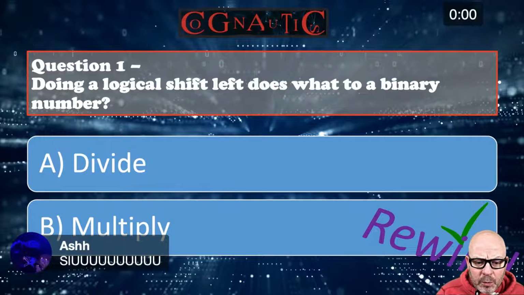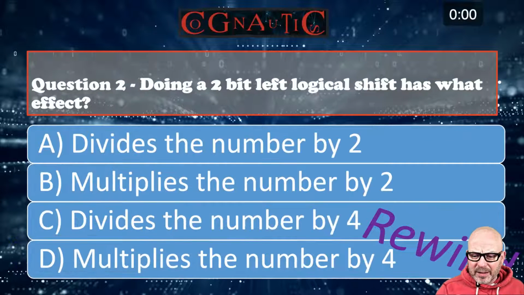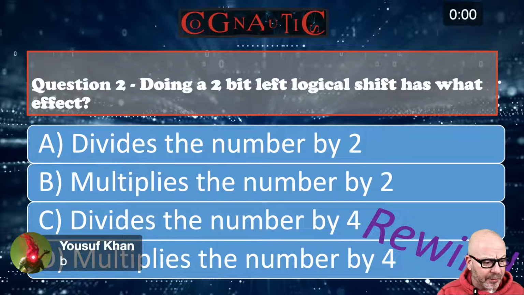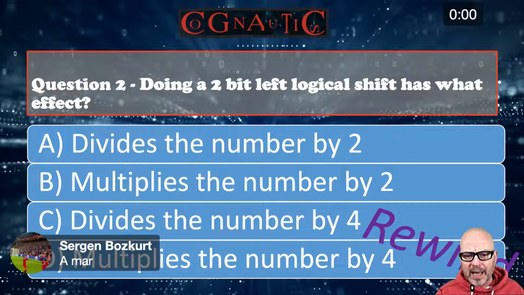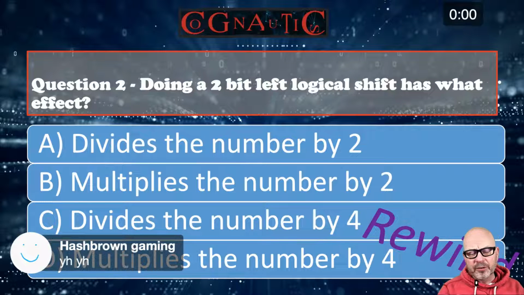Brilliant. Okay. Let's do one or two more of these. These are the rewinds. So again, logical shifts, because you guys, Yusuf, you were spot on, dear boy. That is outstanding. You can have a glockenspiel. All right. What else have we got here? We've got this one. Doing a 2-bit left logical shift has what effect? And this is one that people, I seem to remember, mucked up quite a lot last time. It's not easy, is it? It's an easy question for them to ask, though. Logical shift, what does it do? If you go left, does it divide by 2, multiply by 2, divide by 4, or multiply by 4?